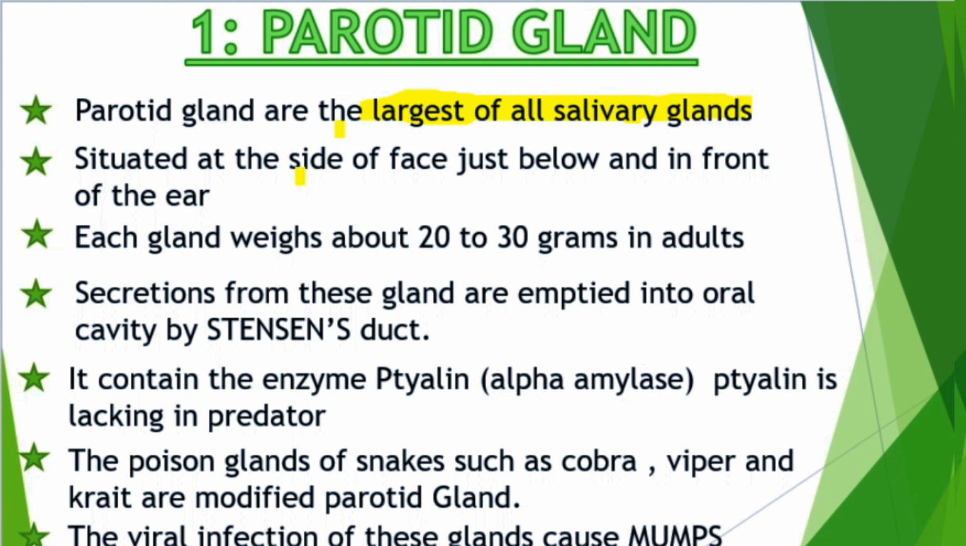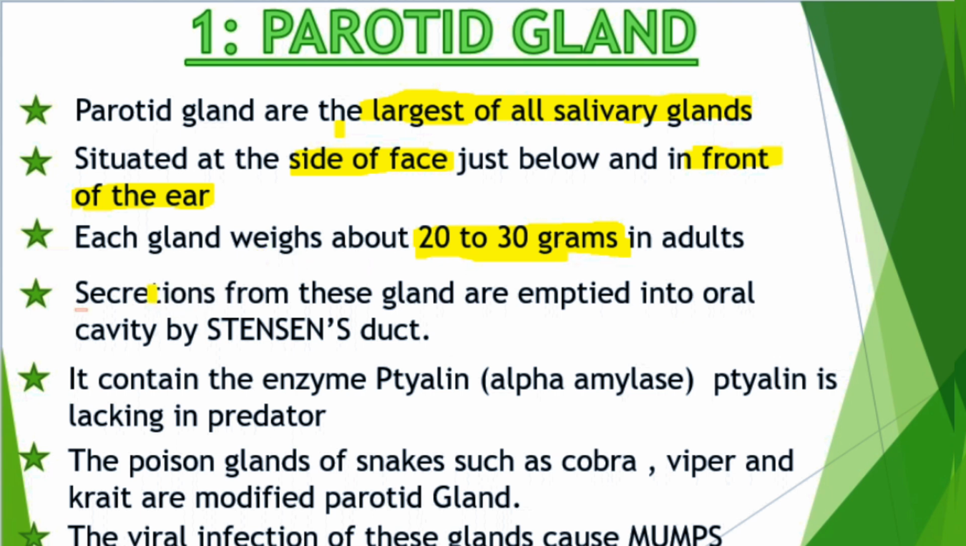Now the second point is about the location where the parotid gland is present. It is situated at the side of the face, just below and in front of the ear. So this gland is present in the facial region, just in front of the ears. If we talk about the weight of the parotid gland, each gland weighs about 20 to 30 grams in an adult. So this is about the weight of the parotid gland in an adult organism.